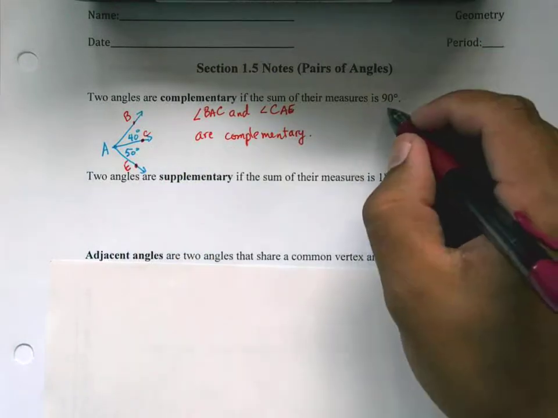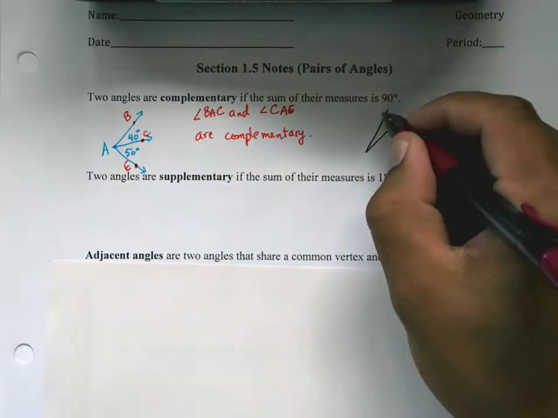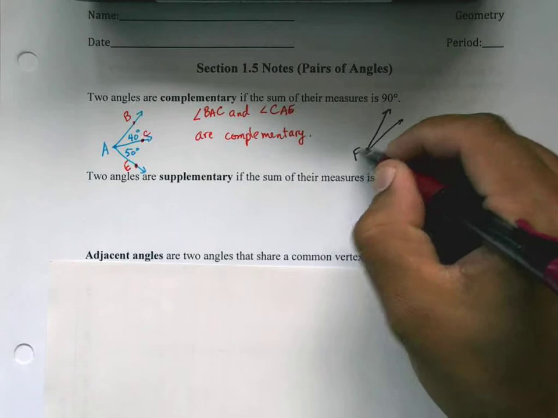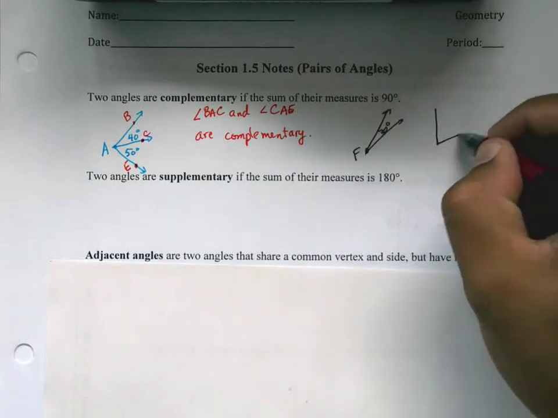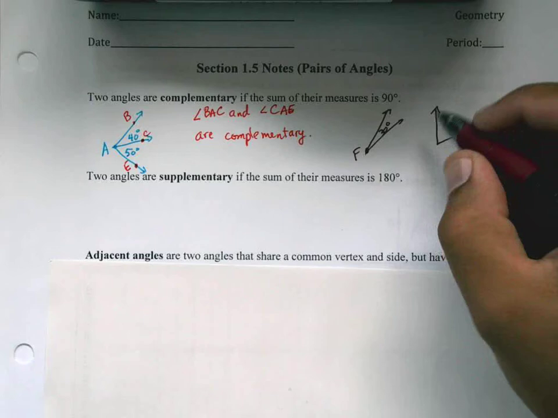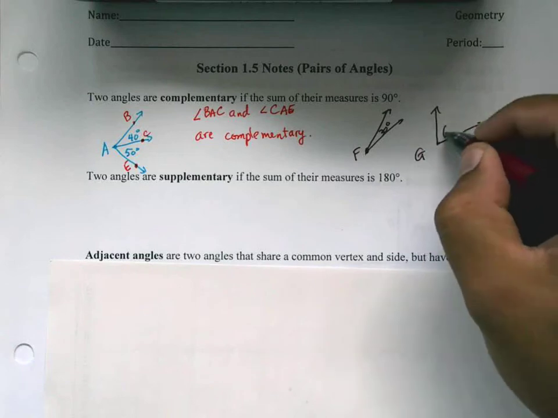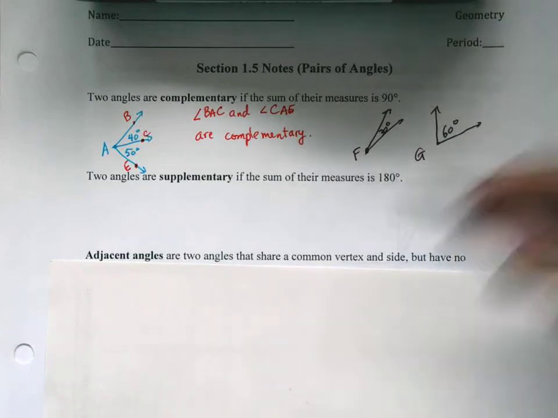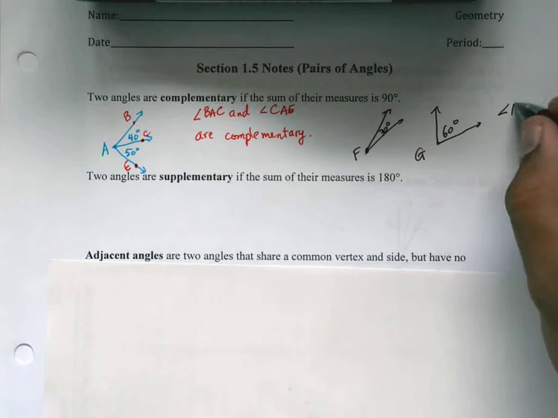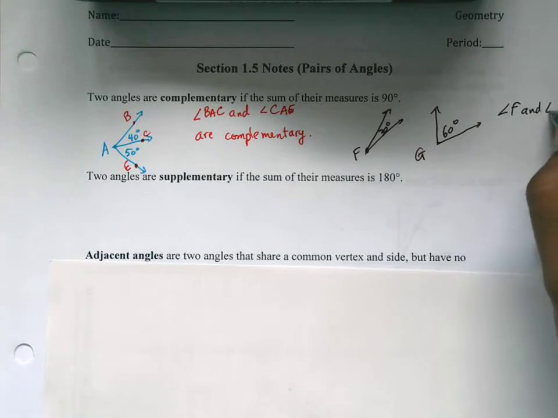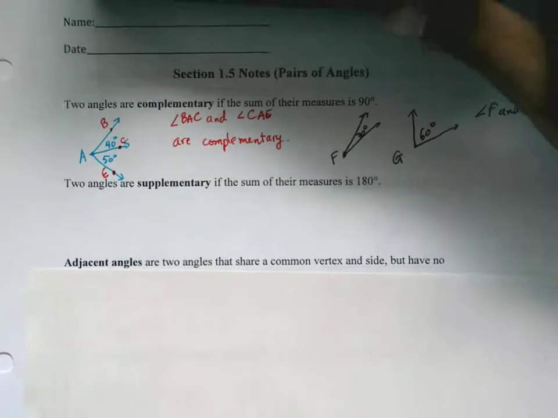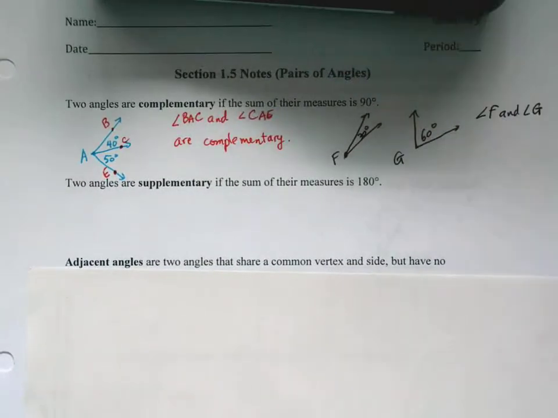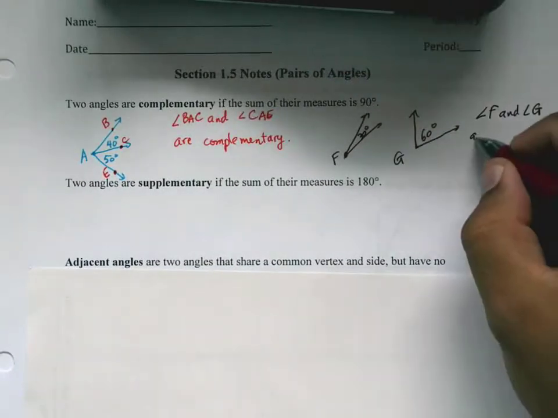So if I had this angle here, we'll call this angle F. This is 30 degrees, and then another angle, maybe a little bit bigger. This is angle G. This is 60 degrees. Even though they're not touching, they can still be complementary. So even though angle F and angle G don't touch each other, we can still say that they are both complementary.